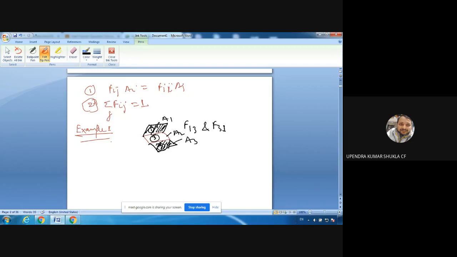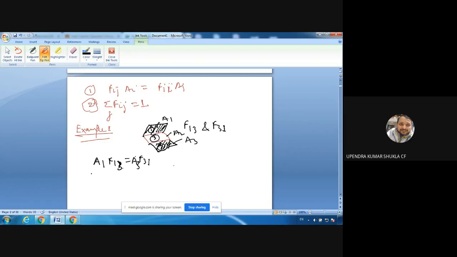Now, how to find out all those things? First thing, I can write the reciprocity relation. The reciprocity relation is A1 F13 is equal to... if we make F13 into F31 using reciprocity, then the area here becomes A3. So A1 F13 is equal to A3 F31.